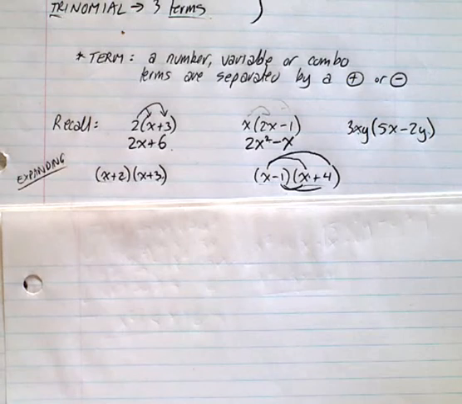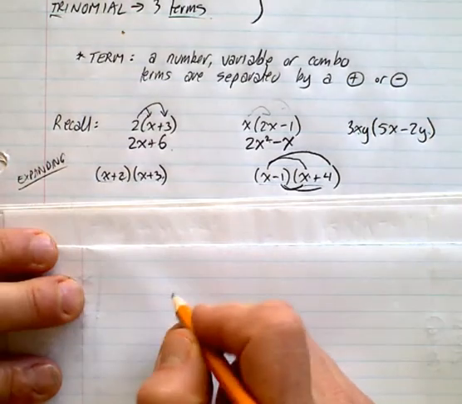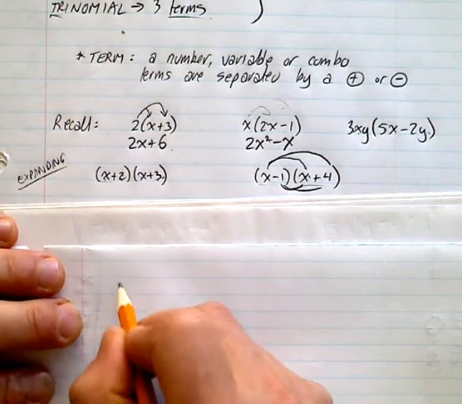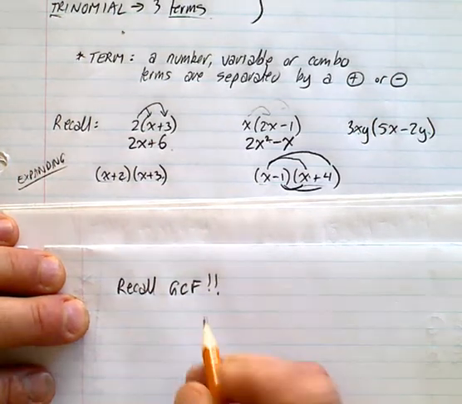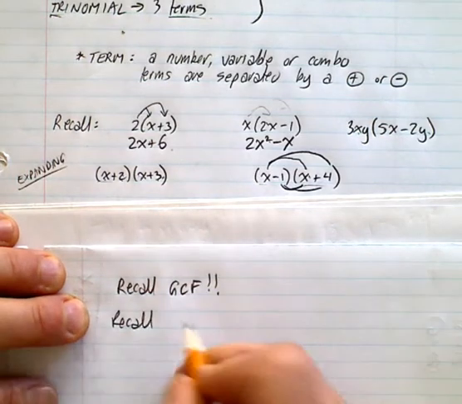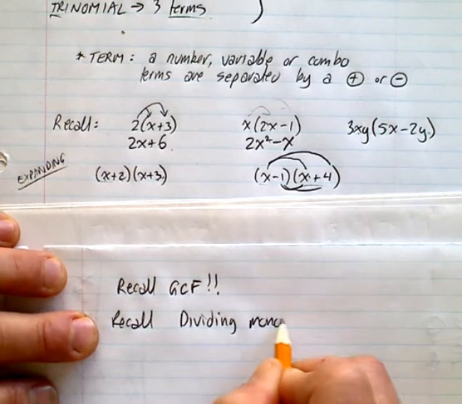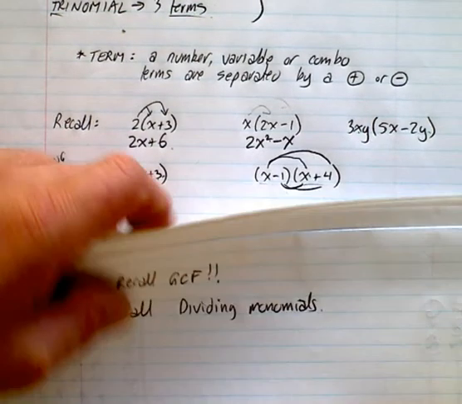Okay, now what I'd like you to think about, first of all, too, is hopefully you can remember what a GCF is, right? So you have to recall your GCF. That's one thing. You have to recall or remember dividing monomials as well. Now you might not know exactly what I mean by that, but let's have a quick look. Okay, we're going to take this aside here, dividing monomials.